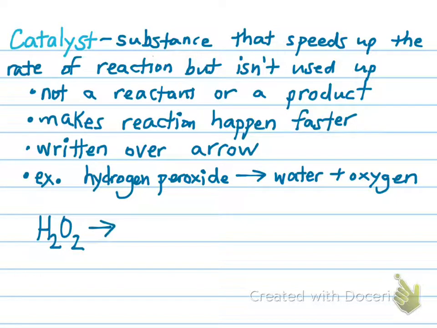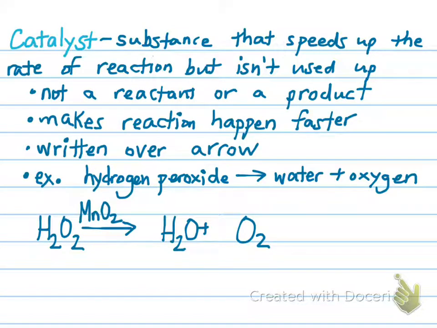It's H2O2, arrow. Water is H2O. Oxygen is diatomic, so it has to be O2. And I'm going to make my arrow a bit longer so I have a little more room to write on it. The catalyst in this is manganese oxide, so I write the manganese oxide over my arrow. So that's how you indicate a catalyst. A catalyst will be written over the arrow. And again, it's just there to make the reaction happen more quickly.